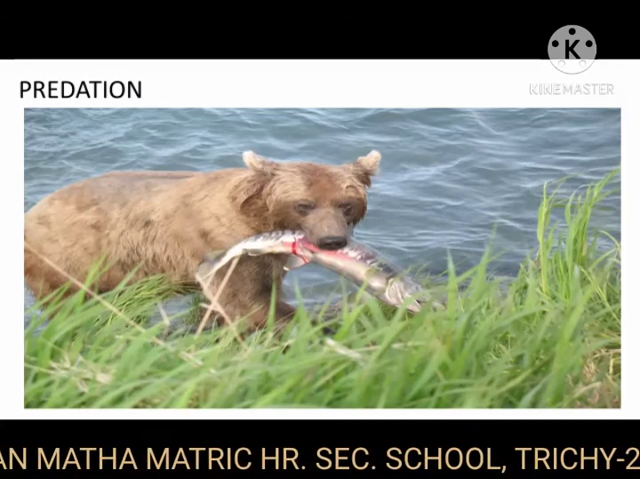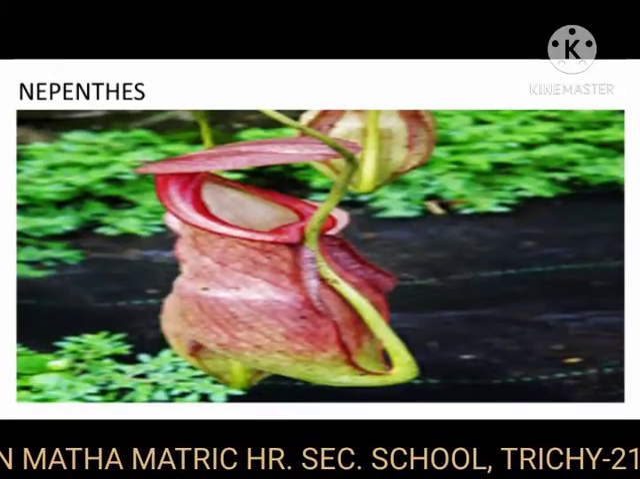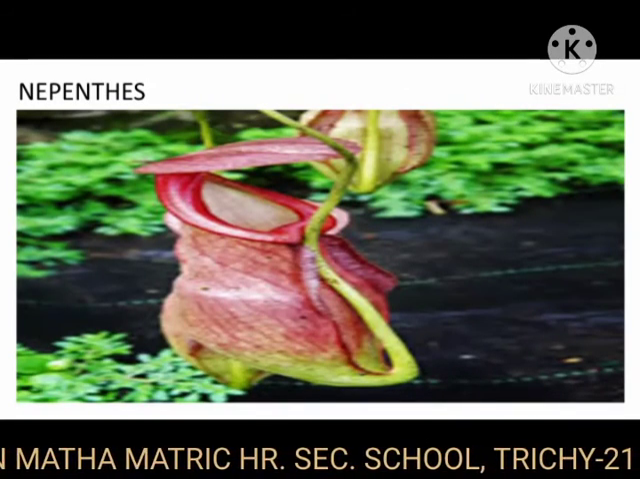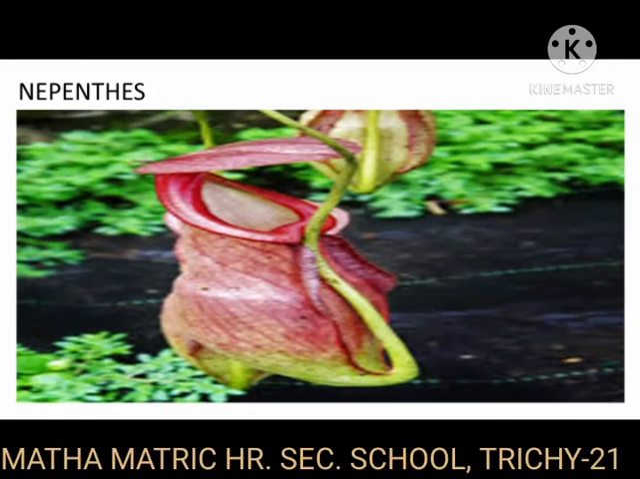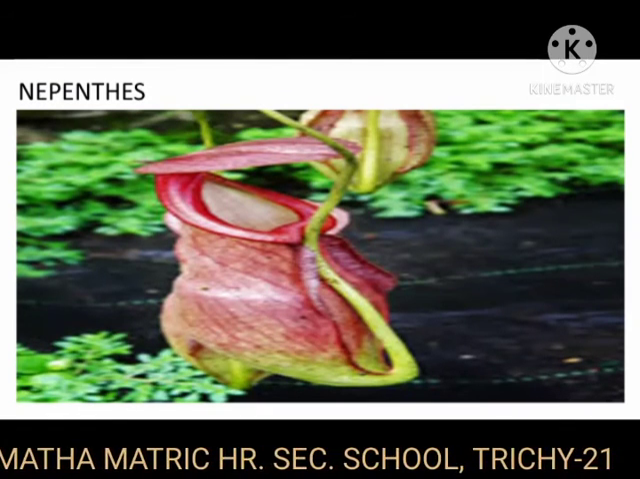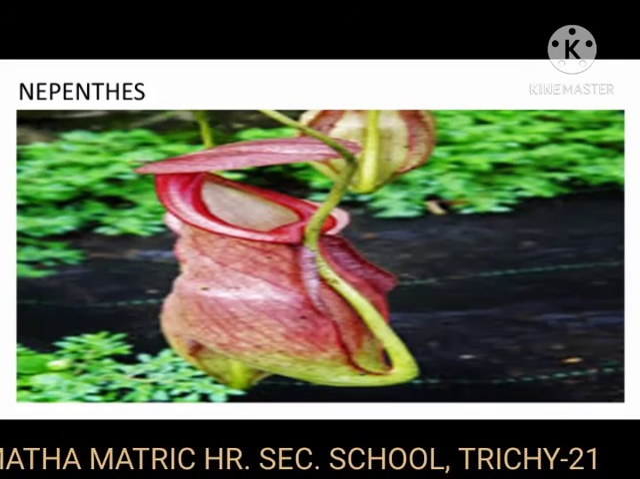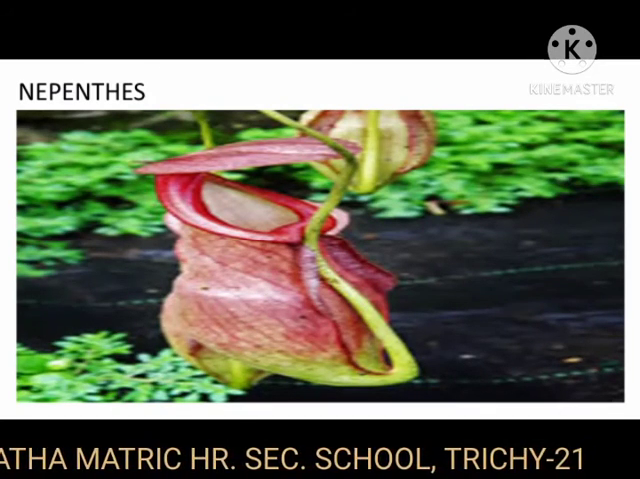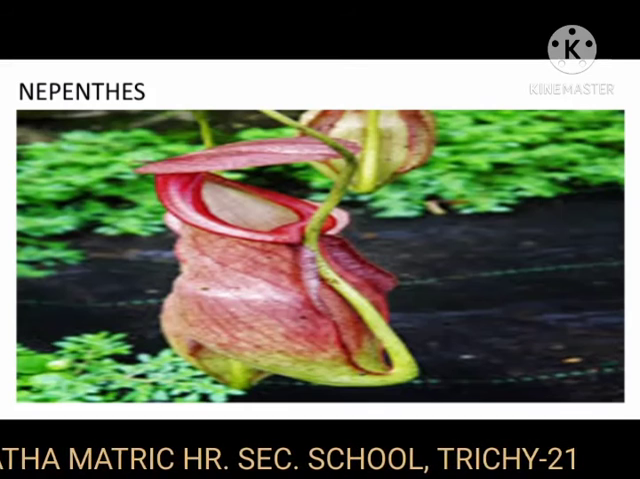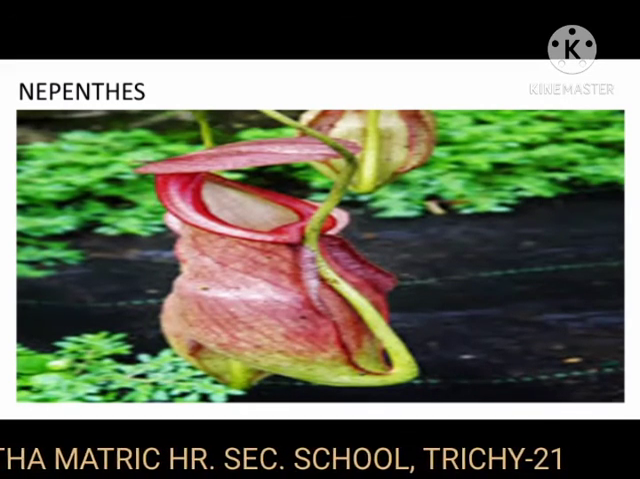Example, a number of plants like Drosera, Nepenthes, and Venus flytrap are predators which consume insects and other small animals for their food as a source of nitrogen. They are also called insectivorous plants.